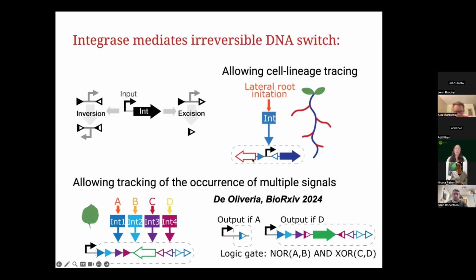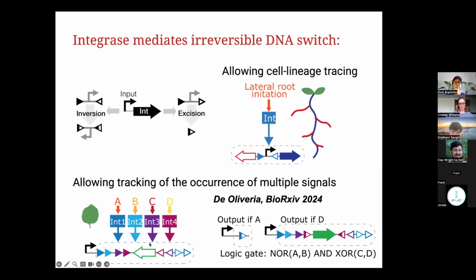And another system that has been recently developed implements some more complex logic circuits. Here you have 4 different integrases, which are Bxb1, phiC31, integrase 9, and integrase 13, and you have the different inputs that lead to the expression of those integrases. And here is the implementation of a quite complex logic circuit, which is NOR AB and XOR CD.